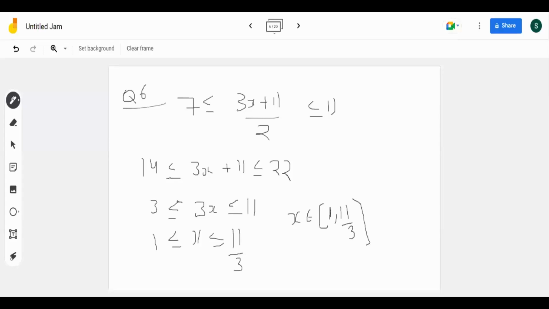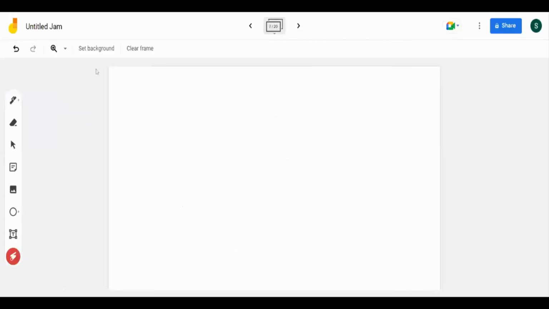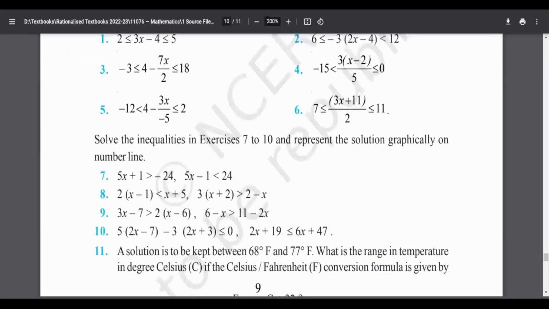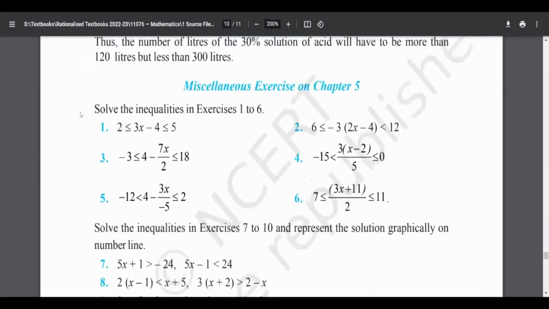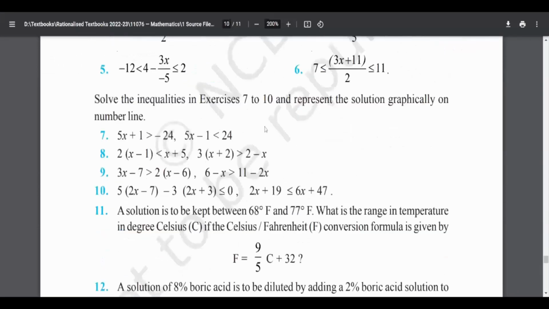Again, no doubt, a simple question. Just multiply by 2, subtract 11, divide by 3. Okay, then you can easily see this. So now let us move to question number 7. Here we have first completed this. Now we will start questions 7 to 10, and represent the solution graphically.